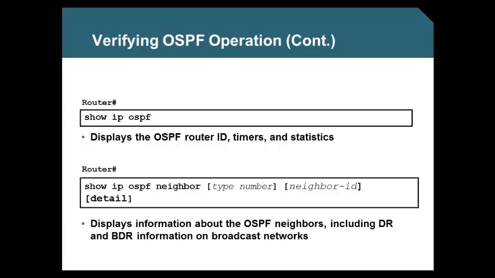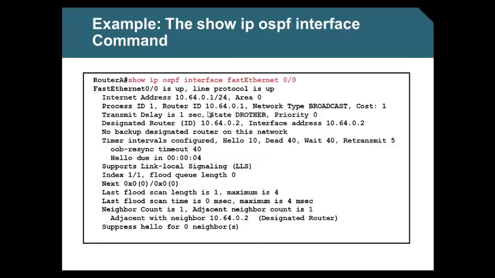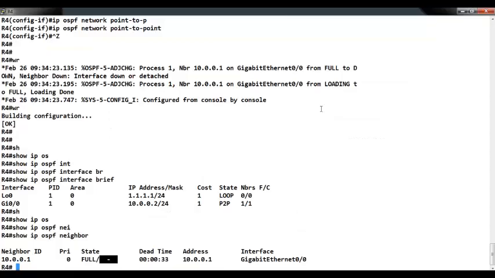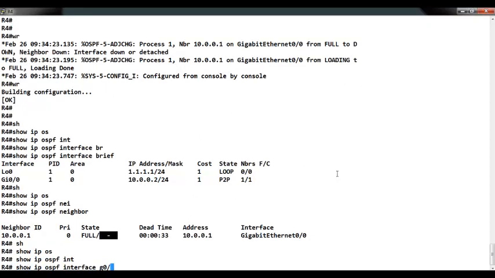So I showed you this command, I showed you this command also. This is also seen the network type. Right now the network type should be point-to-point. Let me show you that one more time. Show IP OSPF interface G0/0. Earlier it was broadcast, now it is point-to-point.